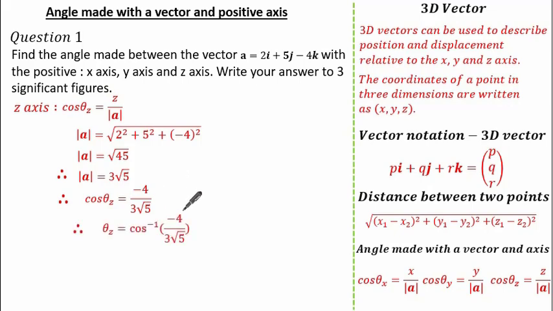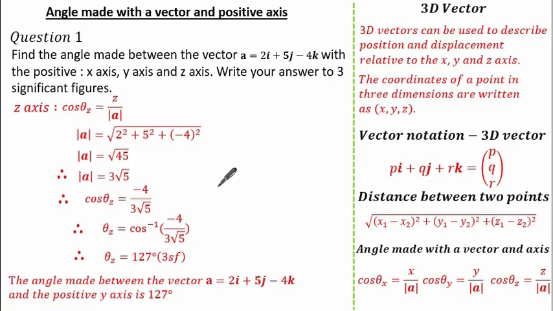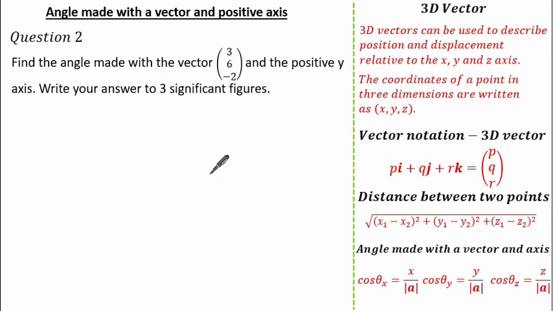Working out theta, we cos the minus 1 of the minus 4 over 3 root 5, giving me a final answer of 127 degrees to 3 significant figures. So this means the angle made between the vector A and the positive z-axis is 127 degrees. Well done if you got that one right. Now let's move on to another question.